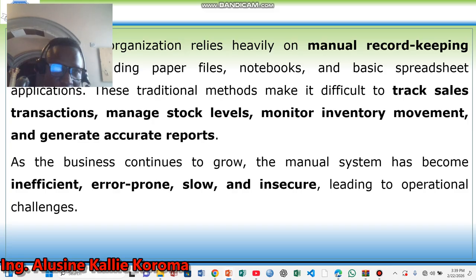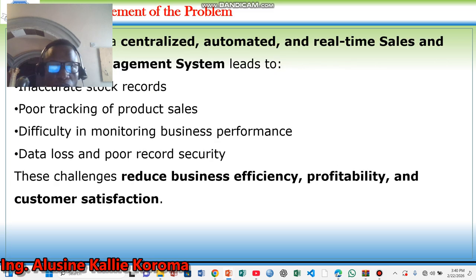leading to operational challenges. So these are the challenges the enterprise is facing presently. Since the enterprise is growing, they are finding it difficult to manage their daily transactions. This problem has led to inaccurate stock keeping and also insecurity, since they are dealing with a manual system.